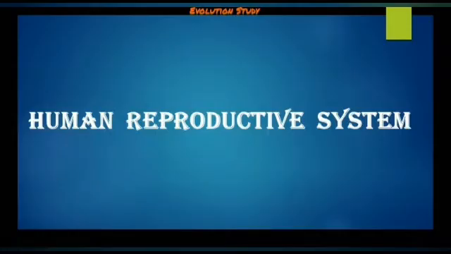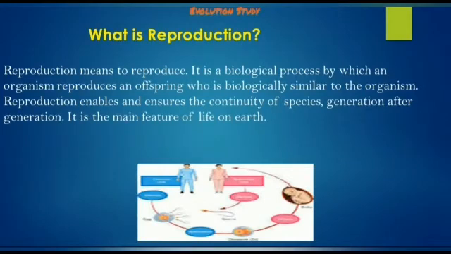Human reproductive system. Now, what is reproduction? Reproduction means to reproduce. It is a biological process by which an organism reproduces an offspring who is biologically similar to the organism. Reproduction enables and ensures the continuity of species generation after generation. It is the main feature of life on Earth.